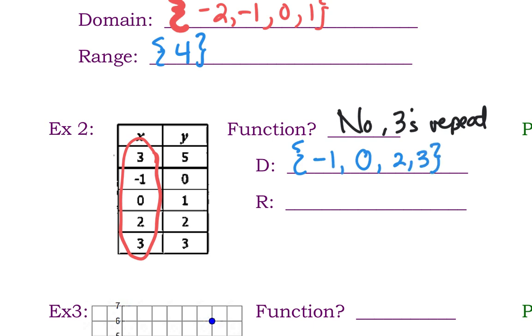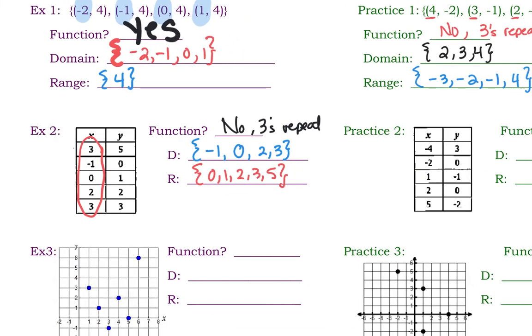For the range, Ileana, can you list me the range in order from smallest to largest? Smallest number. 0. Good. Then? Awesome. All right. Go ahead and try the practice on the right side.